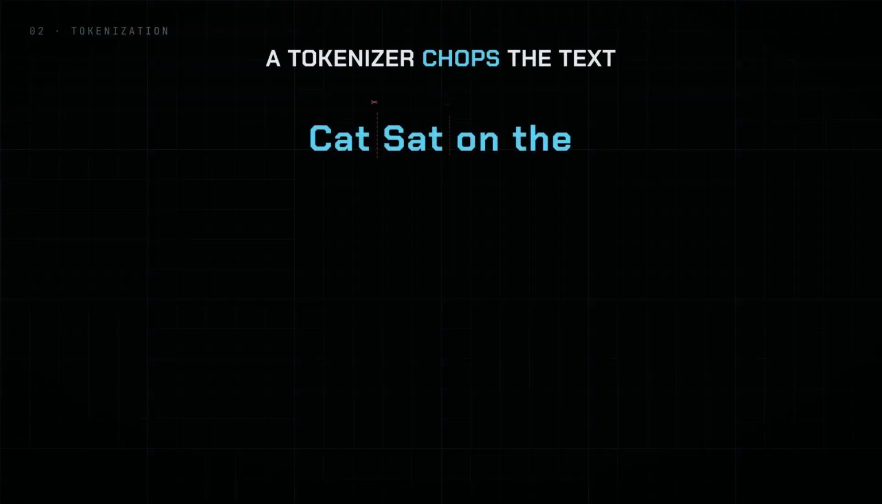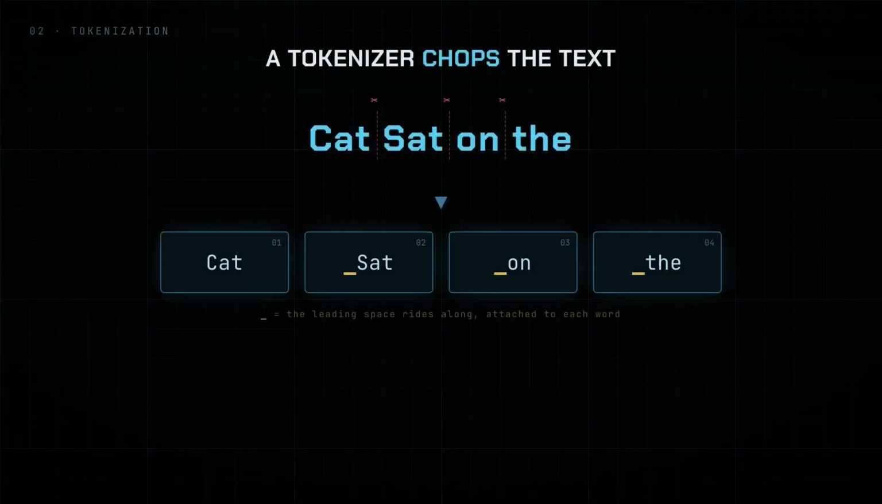Stage 2. Tokenization. A tokenizer chops the text into tokens, common chunks the model knows. Our sentence splits into 4: "cat", then " sat", " on", " the". Notice the spaces ride along, attached to each word.